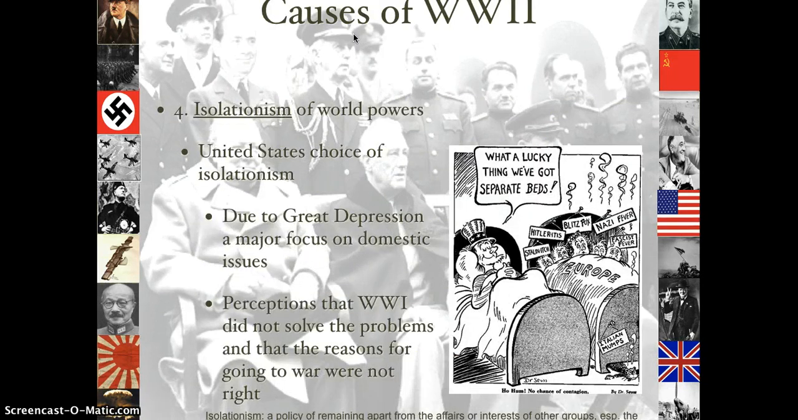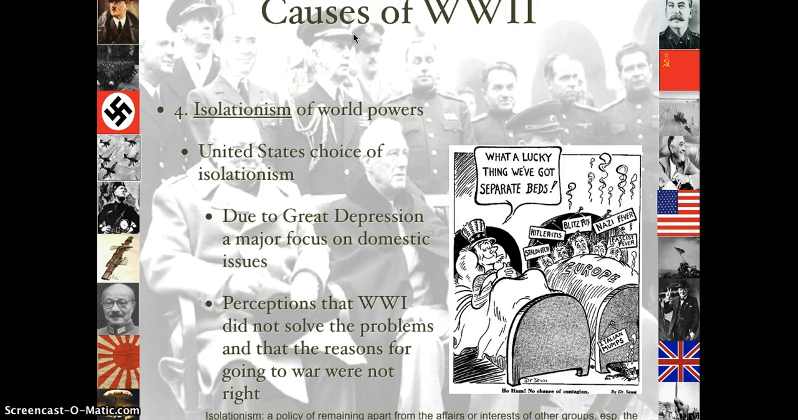The next one is isolationism. Simply, the United States chose not to engage the rest of the world. For the most part, after World War I, we wanted to keep our distance, but in particular, during the Great Depression, our focus was on domestic policy or issues at home with the New Deal. And the perception of a lot of Americans was that World War I didn't solve anything. It actually caused more problems. So us getting involved didn't fix anything.